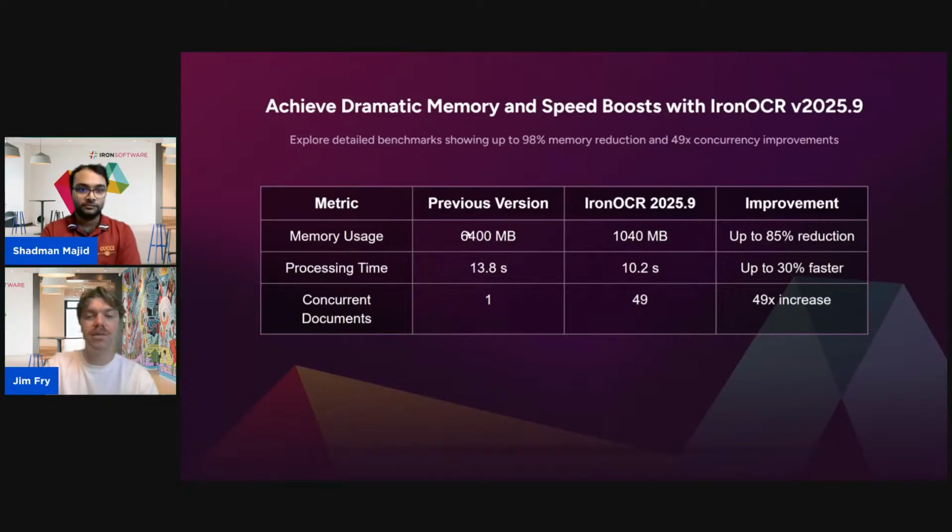The real world impact of these figures on the screen is that the number of concurrent documents that can be processed in this way is increased by 49 times, which is a huge amount for any business and can lead to real world cost savings.